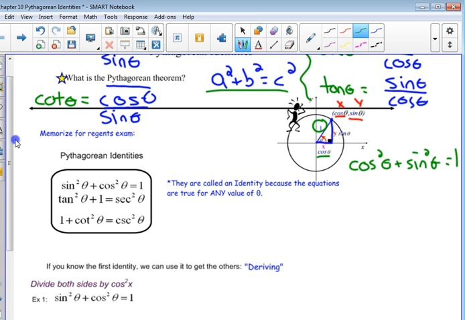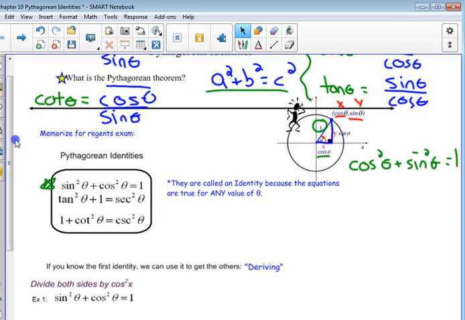So the most important one we're going to see is this idea that sine squared theta plus cosine squared theta always equals 1, no matter what. It's called an identity because you can plug in any value for theta you want. We can make theta be 30 degrees, 45 degrees. But if we figure this out and actually do it, it's always going to be 1 no matter what.